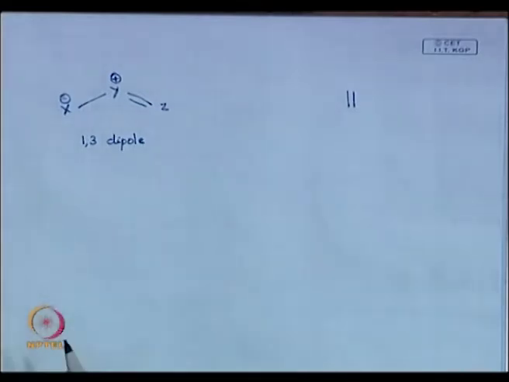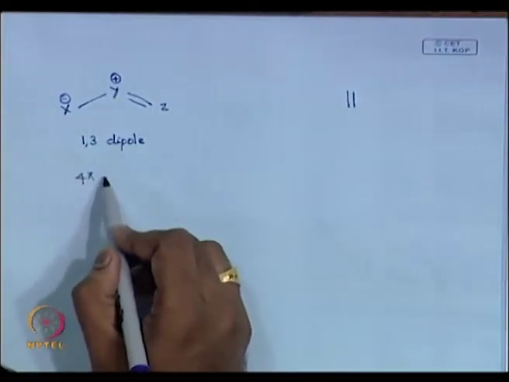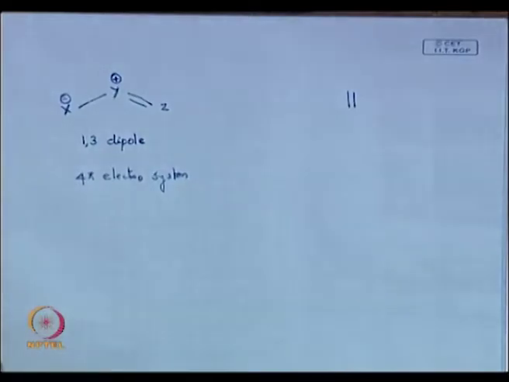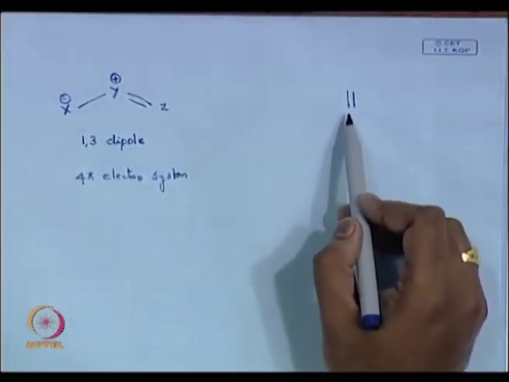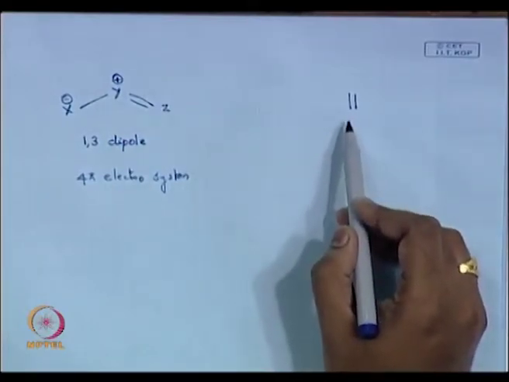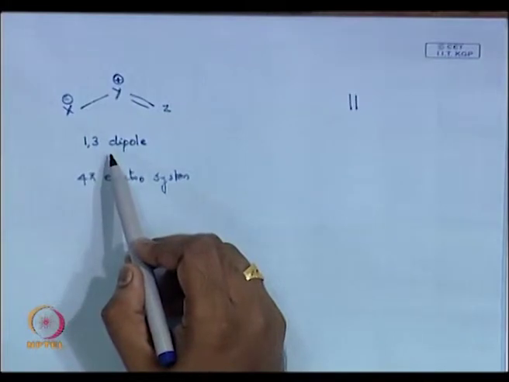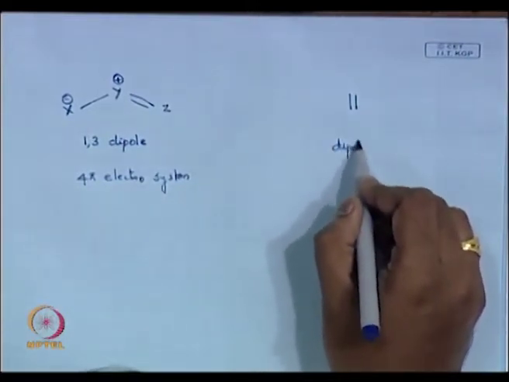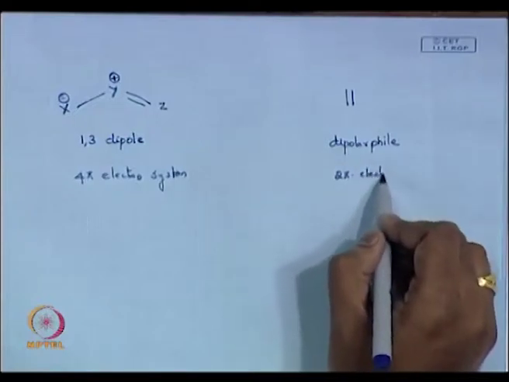okay, and if you want to see the similarity with the Diels-Alder reaction, this is your diene, okay, and this is now your 1,3 dipole, and this has a 4 pi electron system. Fine. Now, you have an alkene here, right. In Diels-Alder reaction, you say this is your diene and this is your dienophile, but in this case, since one of the substrates is a dipole, you call it a dipolarophile, okay. This is your dipolarophile, and this was a 2 pi electron system.